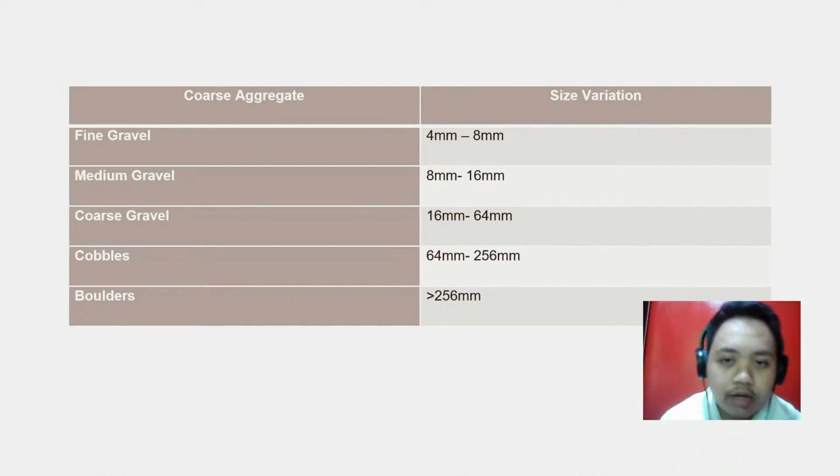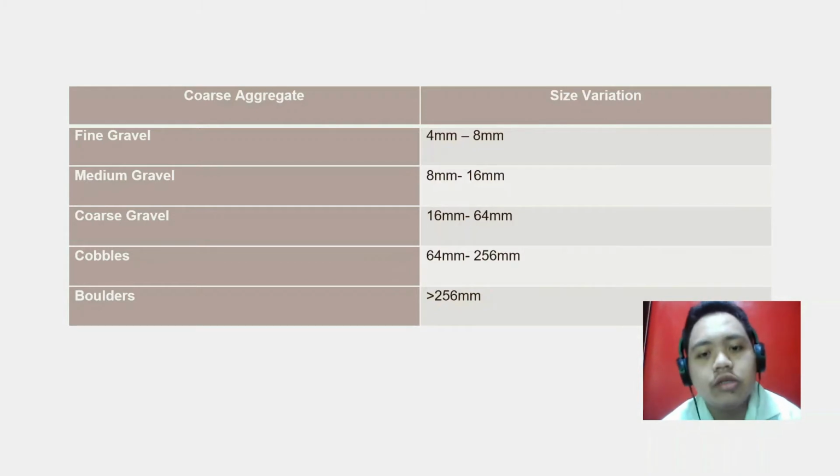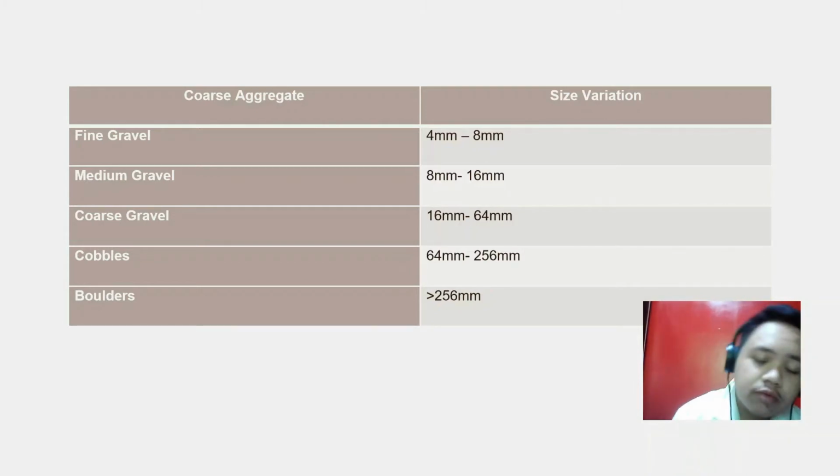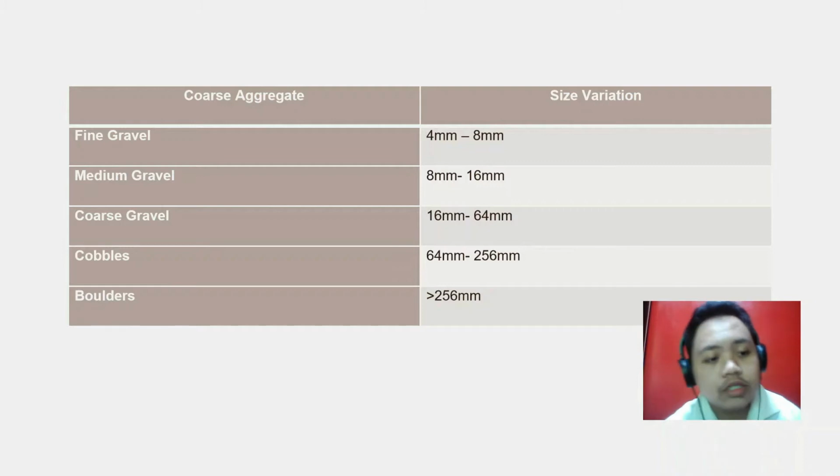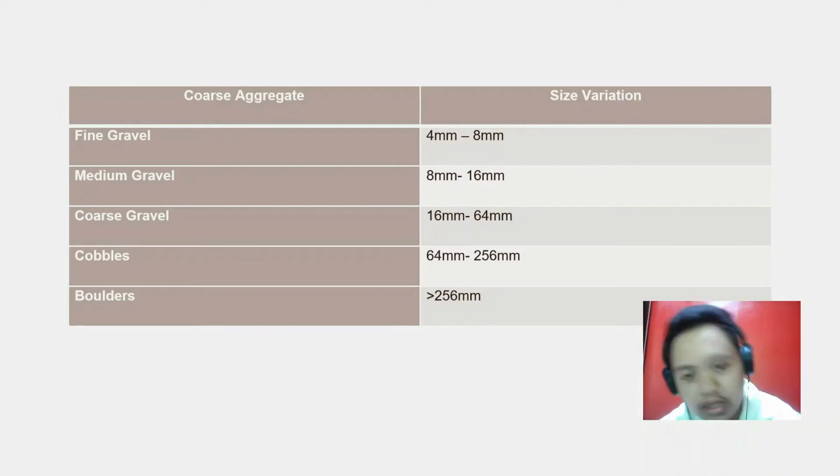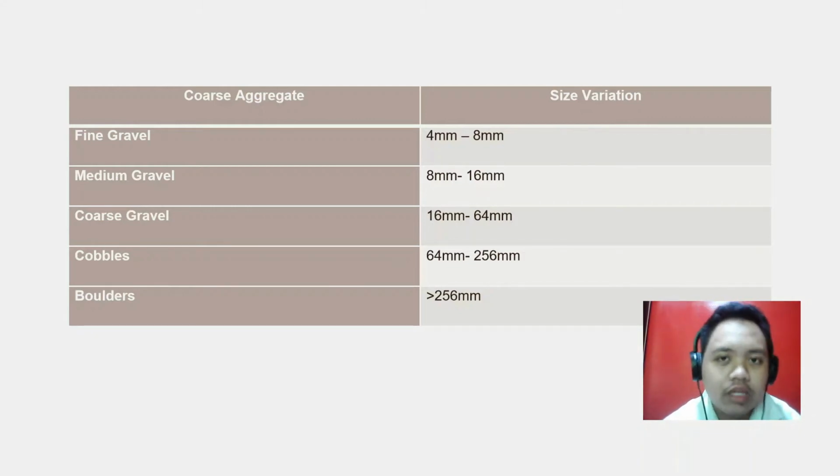First is the fine gravel, with a size variation of 4mm to 8mm. The medium gravel is 8mm to 16mm in size. The coarse gravel is bigger, and it is what is most commonly used in construction, with the 20mm and 40mm sizes, ranging from 16mm to 64mm in size.